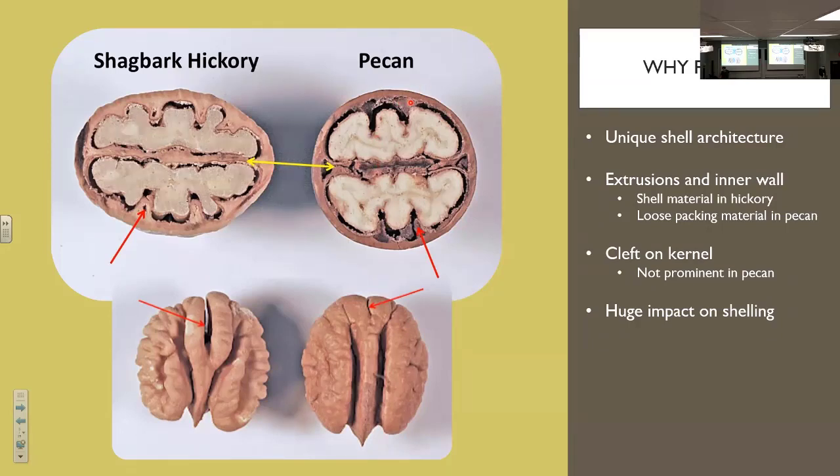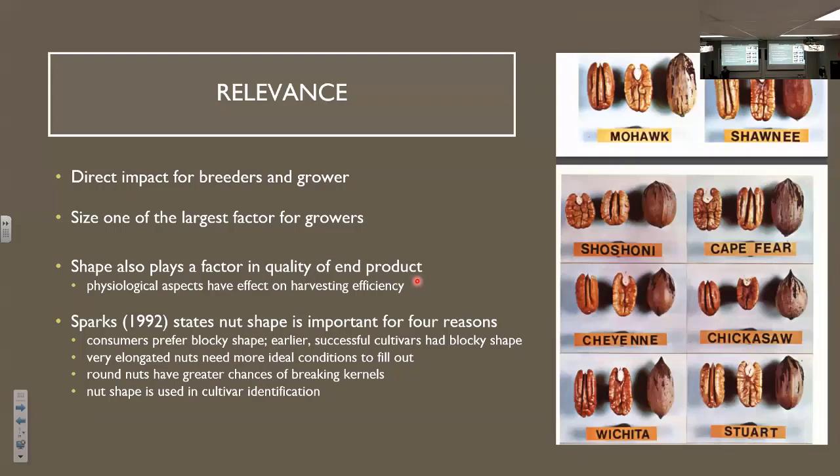If you look here, there's an abscission layer, and we're looking at a loose packing material in those same areas as compared to the shagbark hickory. They also lack a deep cleft in their kernel. So once you open that shell, it's much easier for the kernels to fall out of the shells, and that gives pecan its viability as a high-value agronomic crop on a commercial level.